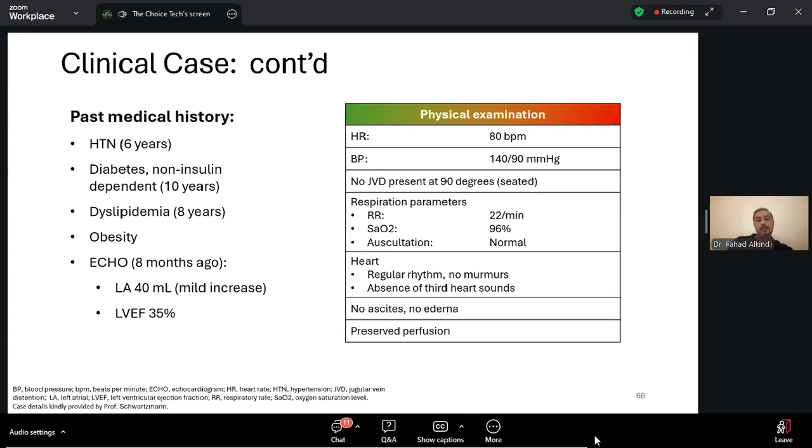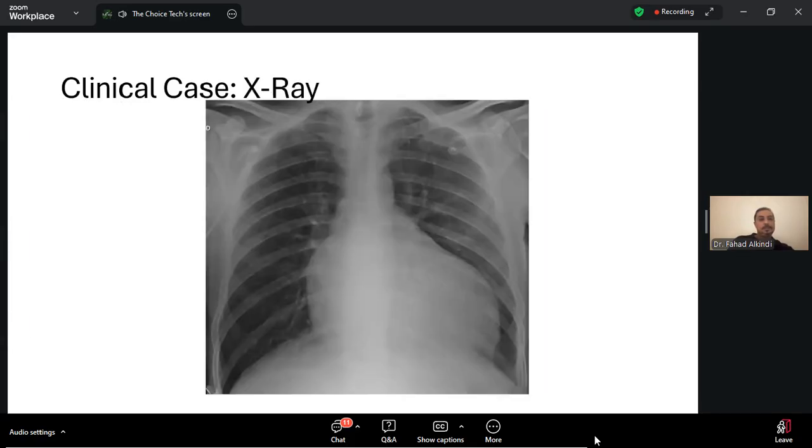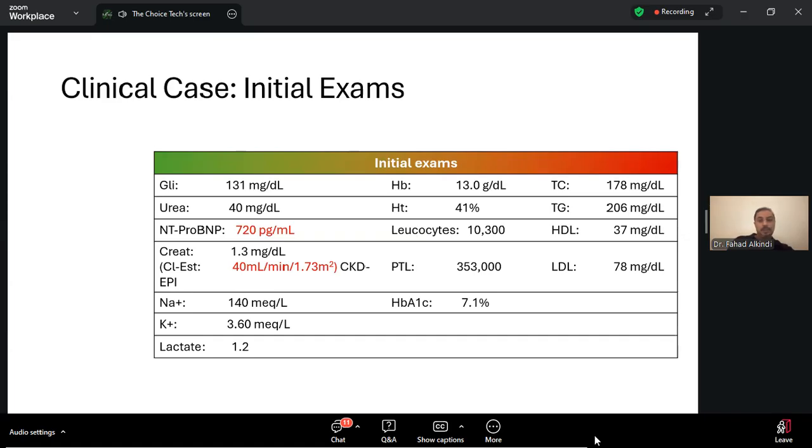And of course, as Dr. Mohammed presented in his first presentation, this is already considered stage 2 hypertension. She was not in failure clinically. Her ECG, as you can see here, shows sinus rhythm, but there is evidence of LVH. The chest X-ray is showing cardiomegaly, an enlarged heart, which also explains the echo finding with the low ejection fraction.